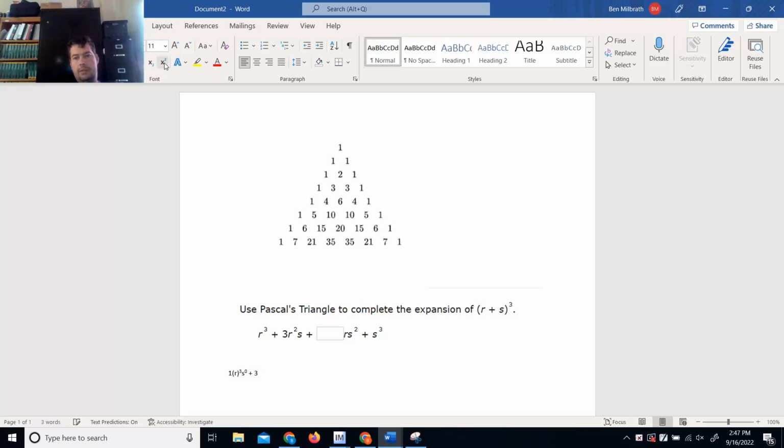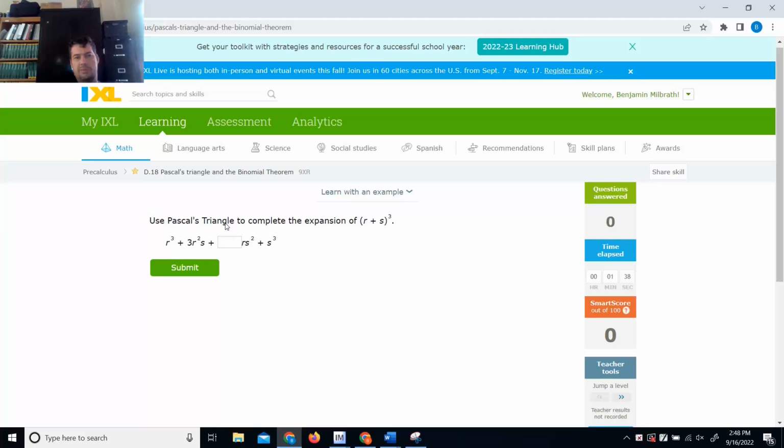Plus a 3, then it's going to be r to the second, s to the first, plus 3. When I hit this row, it's a 3, r, s to the second. That was pretty obvious. That was just pull numbers off the triangle and put it in there, so it should be a 3.